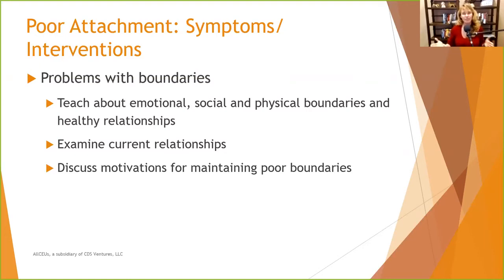But even if they didn't have a violation of physical boundaries, sometimes youth with poor attachment will use physicality in order to get approval. So we want to talk about what boundaries are, emotional, social, and physical, what are yours, and what do healthy relationships look like for you. We want to examine current relationships, and are they healthy, are they not? Most relationships have a kernel of health to them, so we can build on that if it's an important relationship to them.